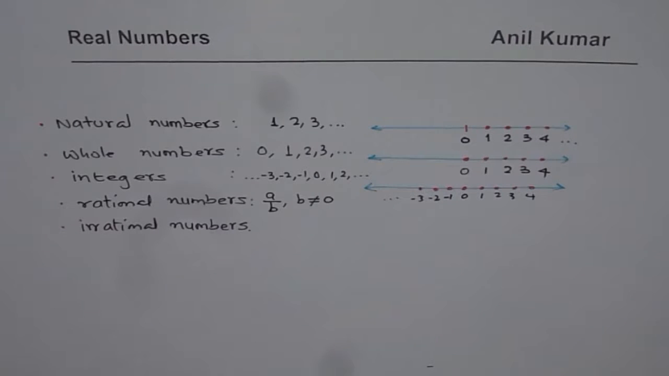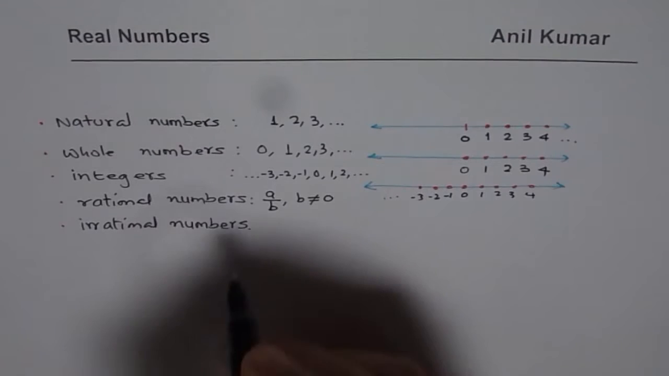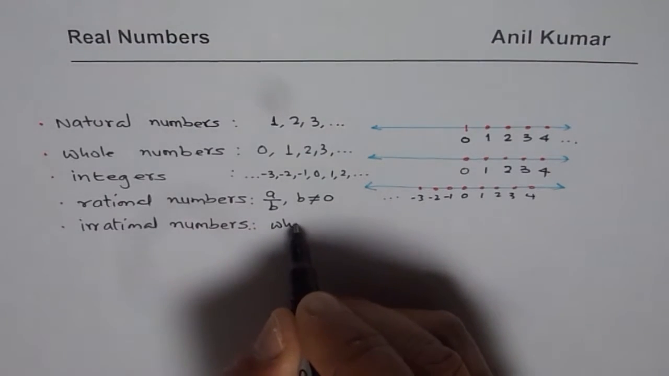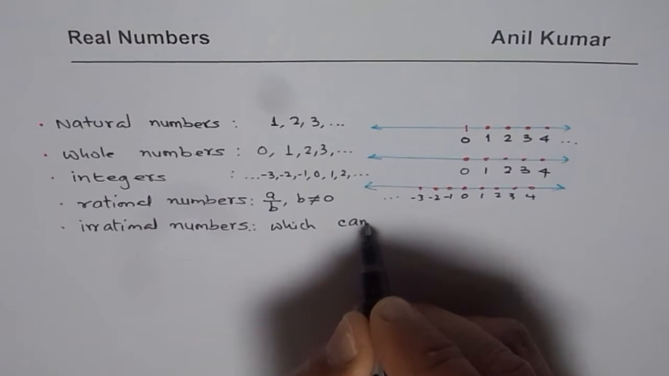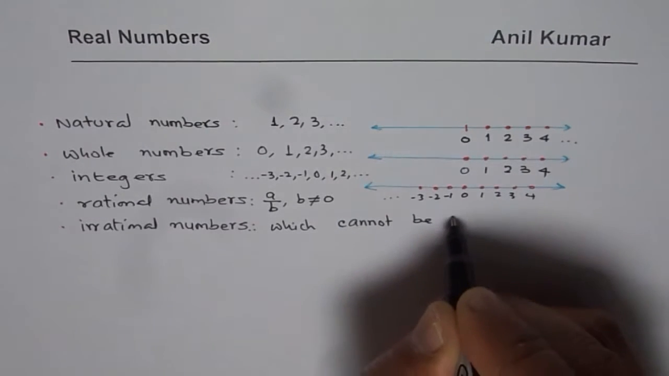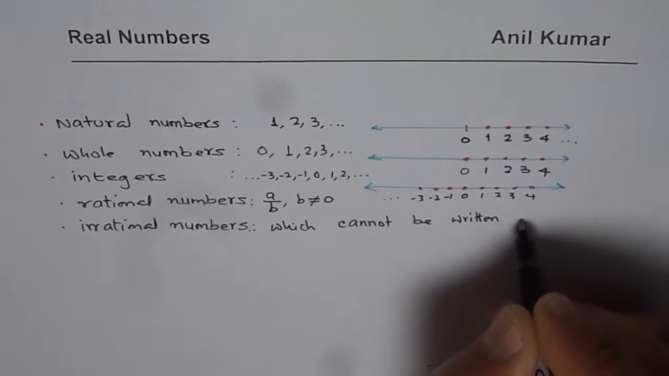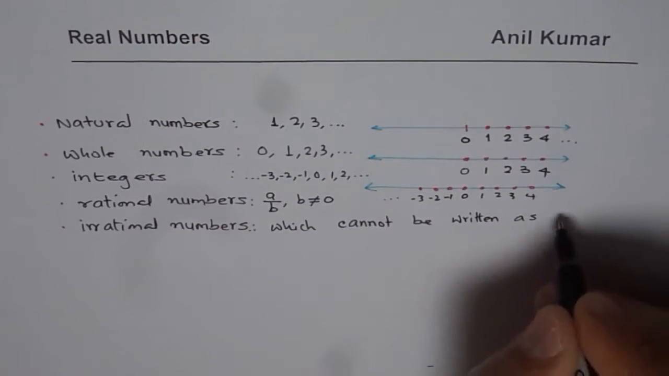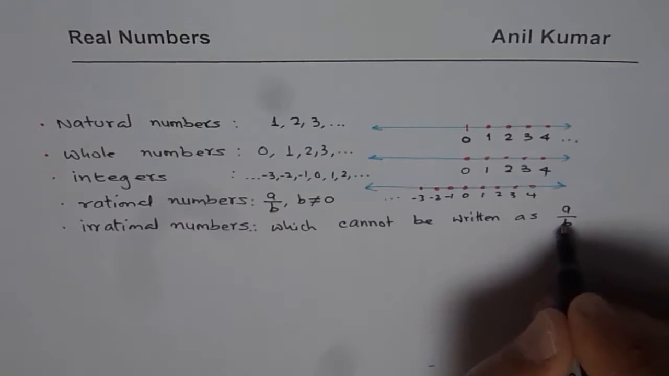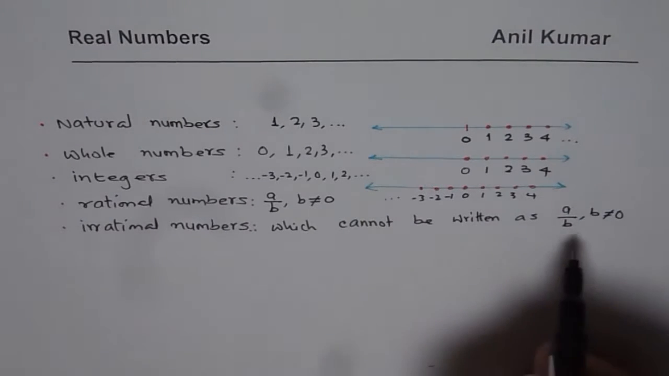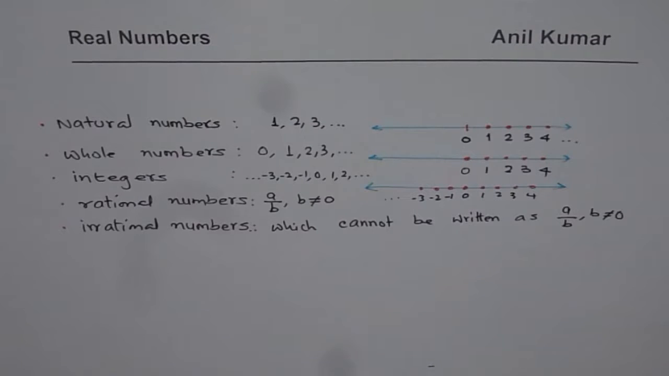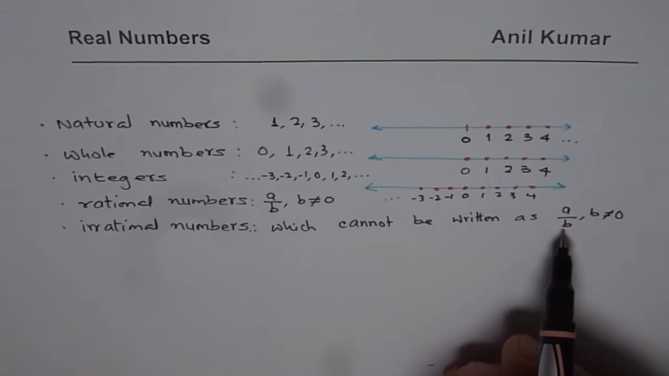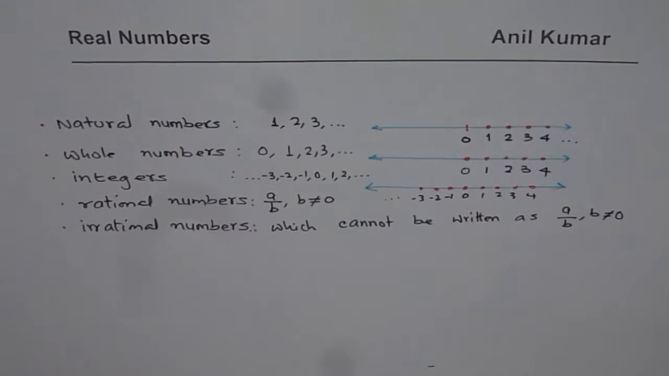And what are irrational numbers? Irrational numbers are the numbers which cannot be written as a rational number a over b, right, where b is not equal to 0. So the numbers which cannot be written as a over b are irrational numbers. Now, we'll extend more on this to understand why a number cannot be written as a over b. Now let us take some examples.